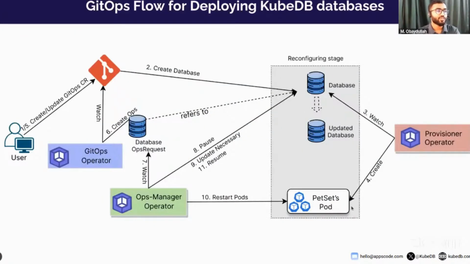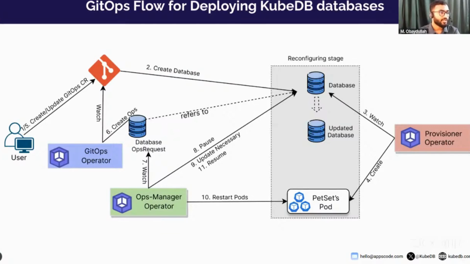So this is our actual flow of deploying a database using GitOps. This is one prerequisite for this: you need to install ArgoCD or FluxCD on your Kubernetes cluster, and you have to sync your Git repo with that. After that, you can create or update the GitOps CR that we specified in the previous section.